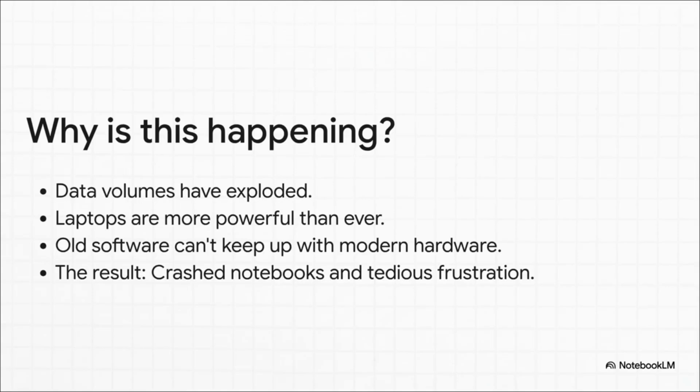It's a total paradox if you think about it. On one hand, data is just everywhere. Log files, sensor data, user events, it all adds up fast. On the other hand, our laptops are ridiculously powerful now. Multi-core CPUs, super fast SSDs. The real problem is that our go-to software tools were designed in a completely different era. They simply can't take advantage of all that modern hardware, and that creates this massive, frustrating gap between what our machines could do and what they actually do.